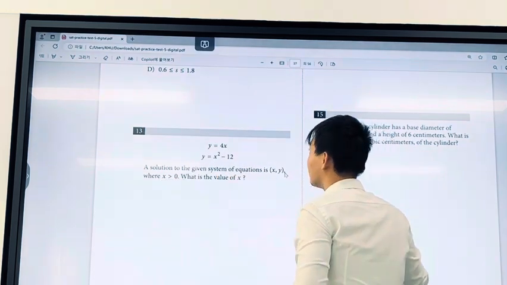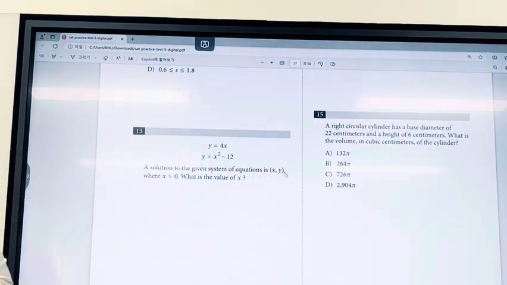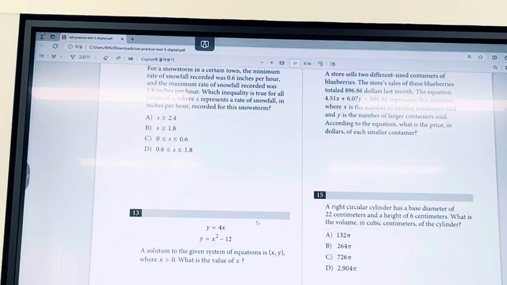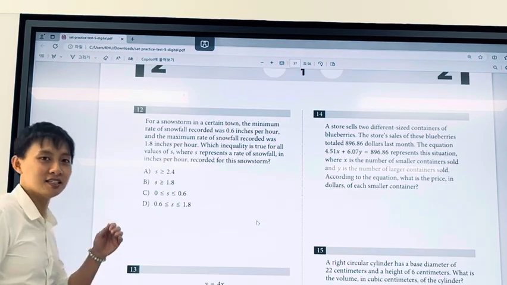Okay, right. I think you guys got 800 score on this test because it's very easy, right?